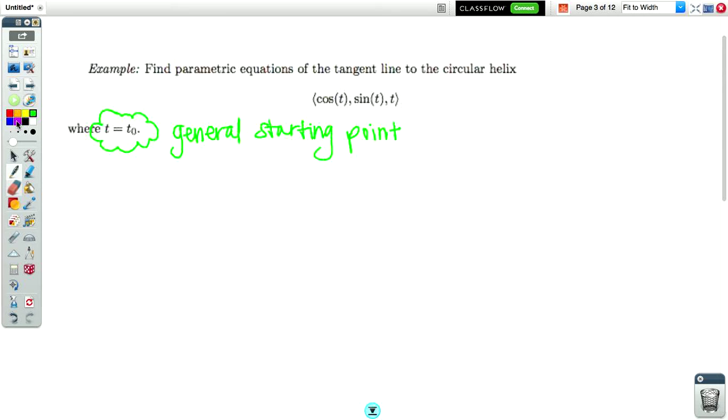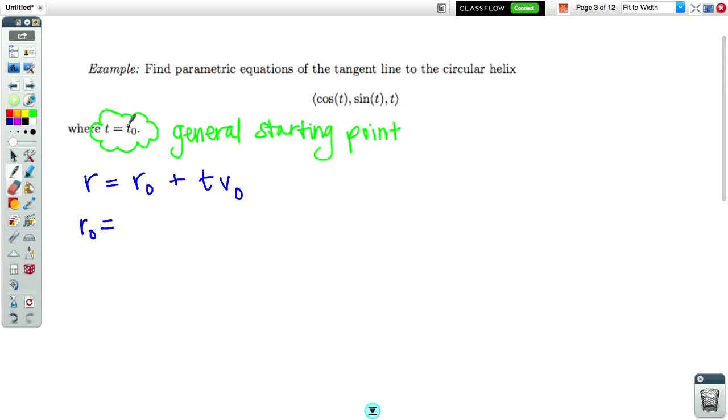So remember, the formula says the equation of our tangent line equals our starting point plus really anything times our tangent vector. So our starting point plus some t value times our tangent vector. This t value is going to stay the way that it is. So I guess the first thing that I need to do is find my starting point.